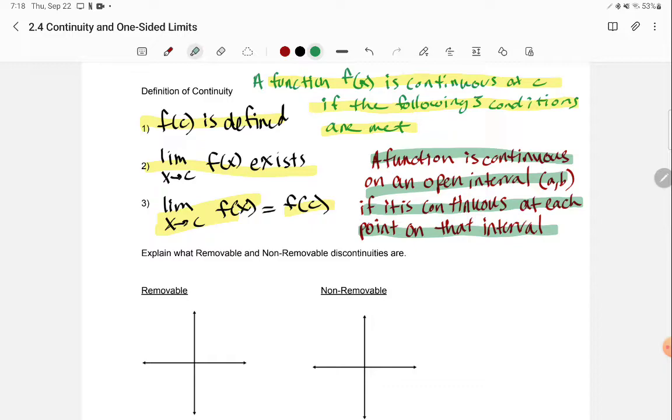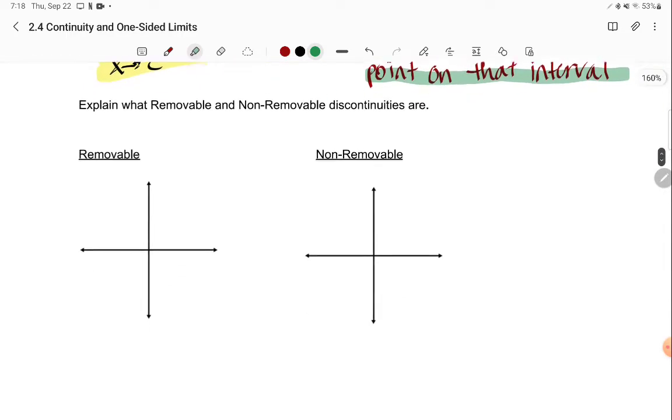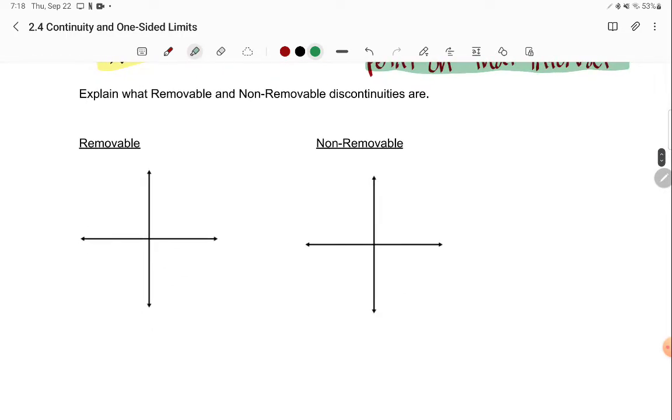The limits have to equal each other. There has to be a C value, and the limits have to equal that C value. So those three things have to happen in order for it to be continuous. Looking at removable and non-removable.